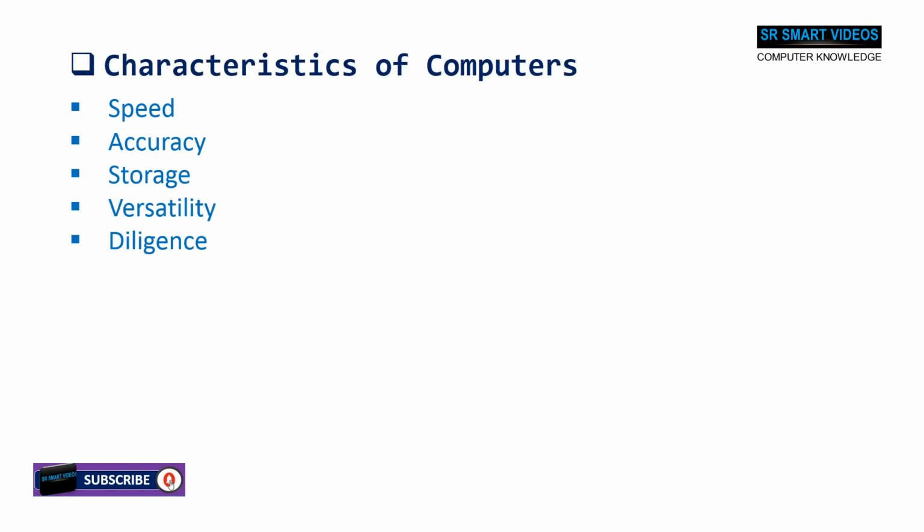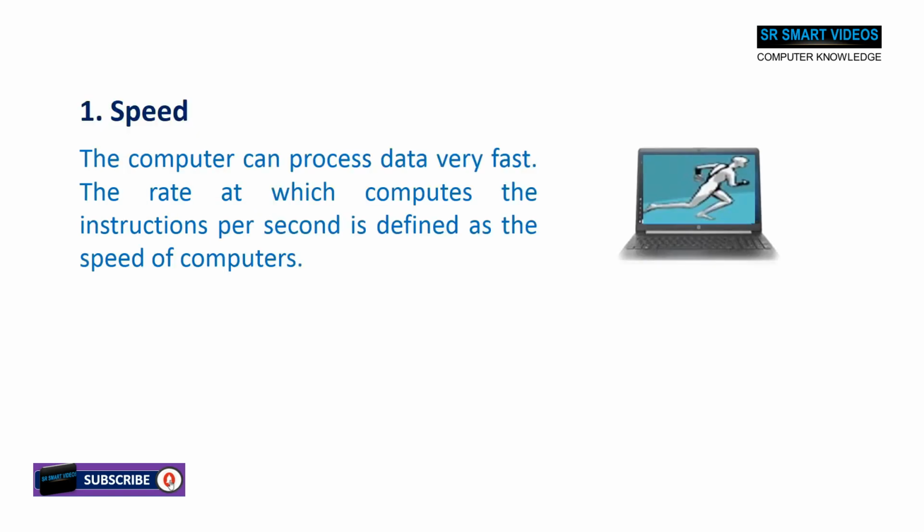In this topic, we have explained the basic characteristics of computers. Some of the important characteristics of computers are speed, accuracy, storage, versatility, diligence. Let us discuss them briefly. The computer can process data very fast. The rate at which a computer executes instructions per second is defined as the speed of computers.